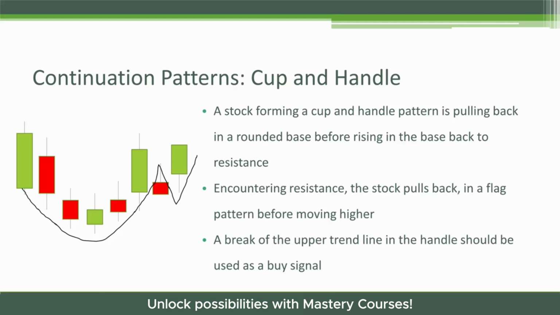We then have a pullback in the stock. Ideally, it would be to around the midpoint between the lip of the cup and the base of the cup. It is often more shallow. And then we'll have a move up in the stock from the downward sloping cup. And when the stock breaks the downward slope, that is the buy signal for the cup and handle pattern.